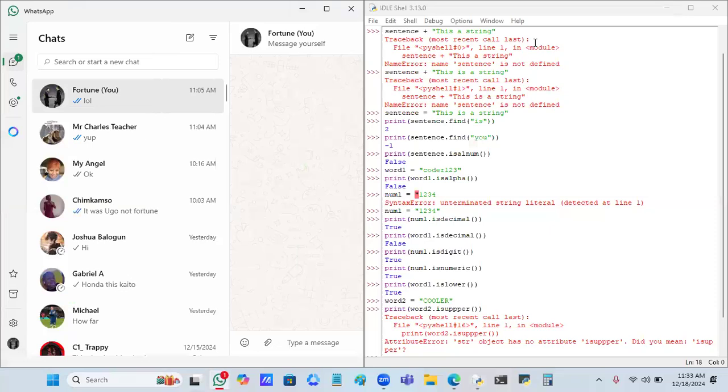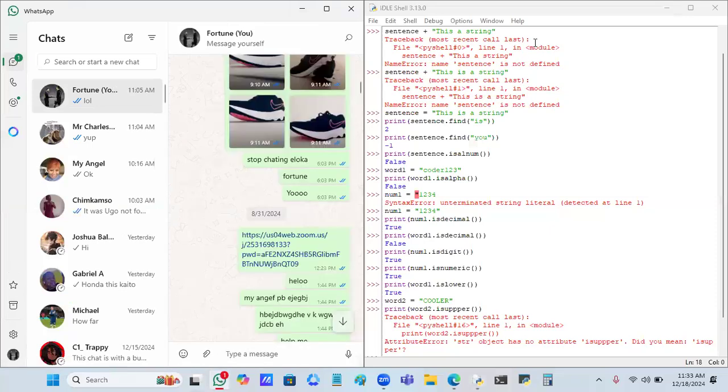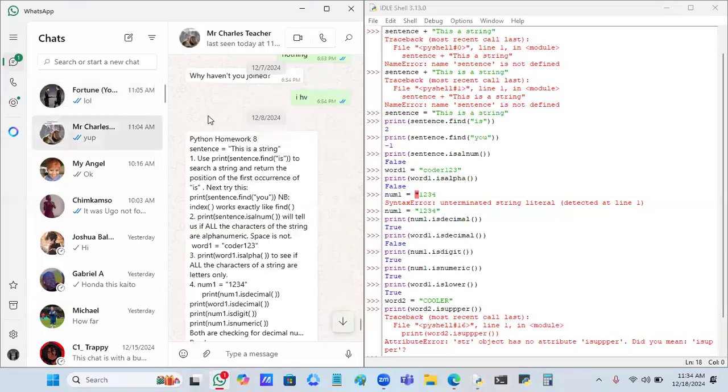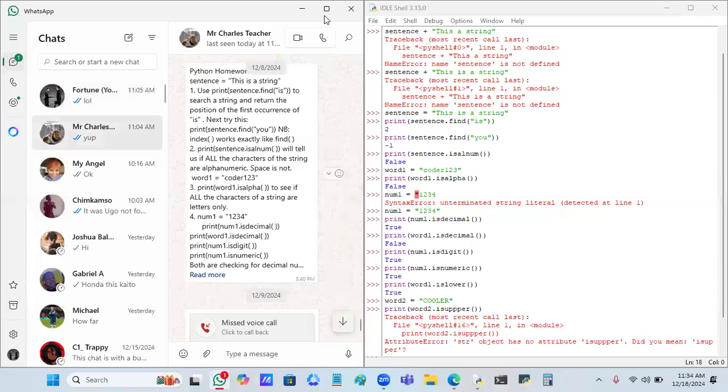Numeric and numbers. Go back to the code now. Why are you going to WhatsApp? Go back to the code. We're dealing with the code. But explain what they are in the code. What it does. I explained what it does in the code.